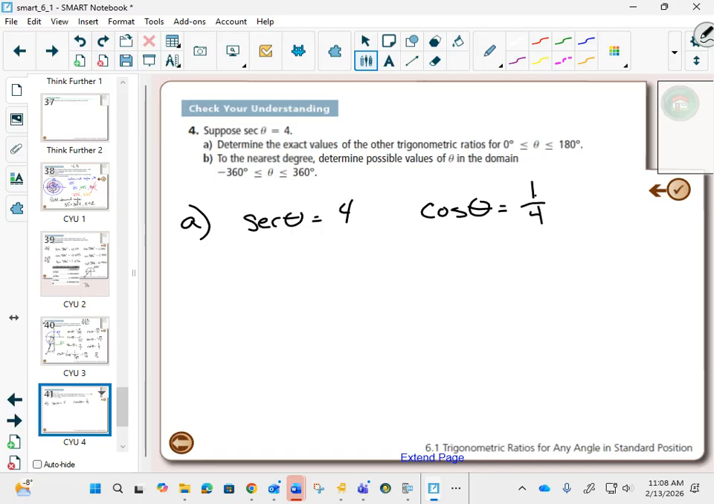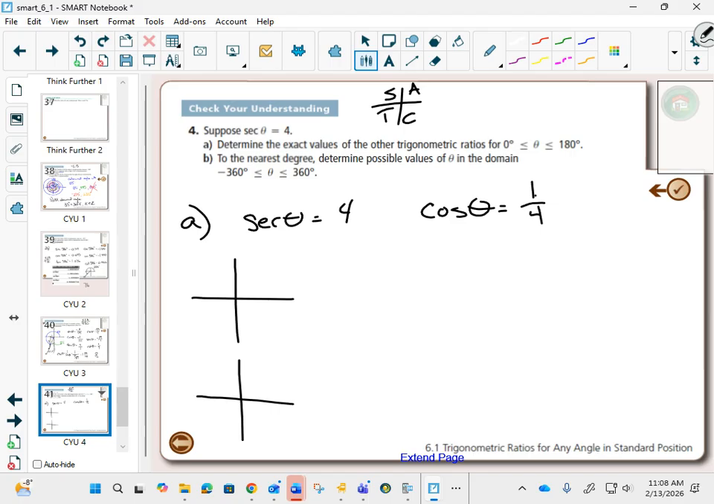Now we still have to find the other ones. So the strategy in trigonometry, I hinted at it yesterday: the strategy for trigonometry is draw a triangle. Now, if cos is a positive 1/4, there's two possibilities. What quadrants could it be in? According to the CAST rule, it could be in quadrant 1 because it's positive, or quadrant 4.